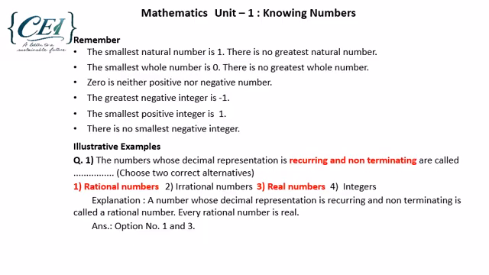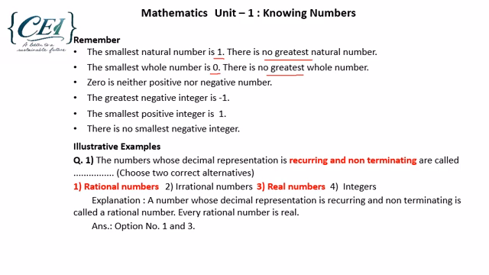Now let us remember some of the facts. The smallest natural number is 1, and there is no greatest number. Greatest is infinite. So the smallest natural number is 1, greatest infinite. The smallest whole number is 0, because whole numbers start from 0. The greatest whole number, obviously, is infinite. So no greatest whole number.